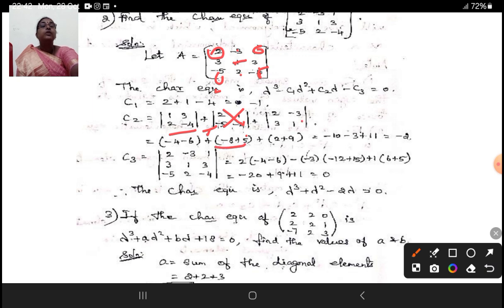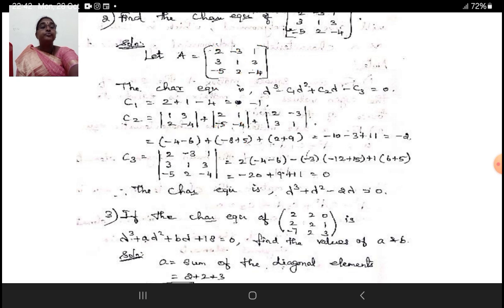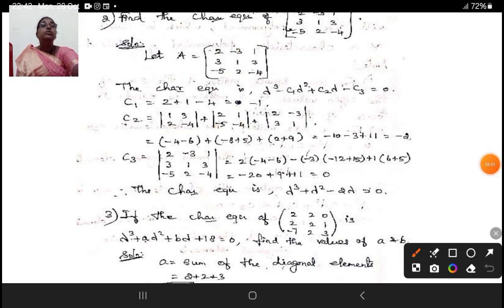We write it here. Next, the third diagonal value is minus 4. Omit this row and column and we get these 4 values. From these 4 values, first cross minus next cross, we get the result, and then from these 3 values we get the result C2 equal to minus 2.